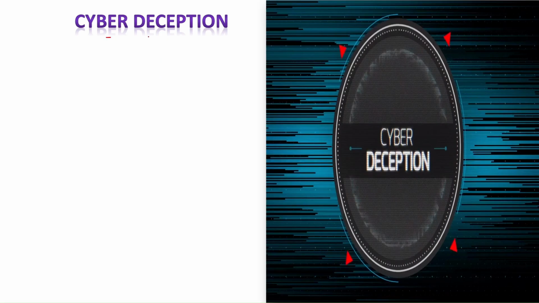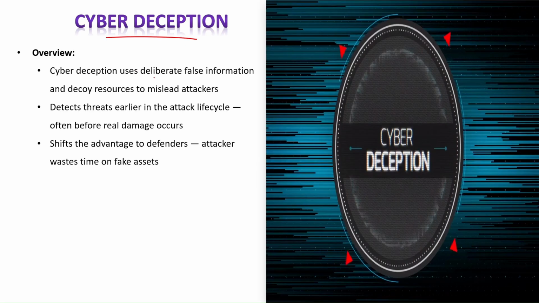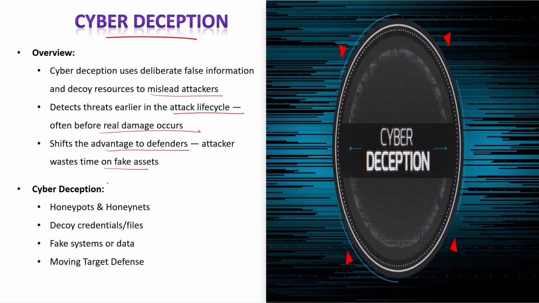Our next topic is cyber deception. Cyber deception uses deliberate false information and decoy resources to mislead attackers. It detects threats earlier in the attack life cycle, often before real damage occurs, and shifts the advantage to the defender. The attacker wastes time on fake assets. So cyber deception can be done through honeypots and honeynets, decoy credentials and files, fake systems or data, and moving target defense.